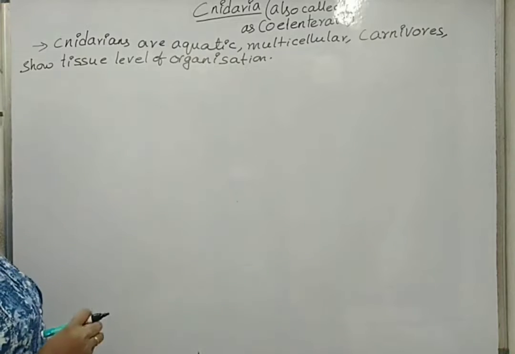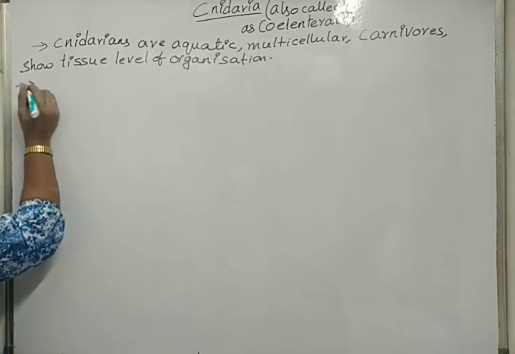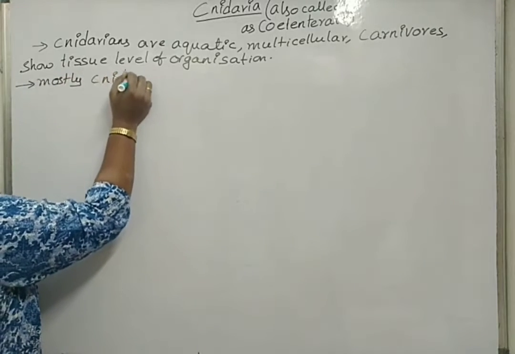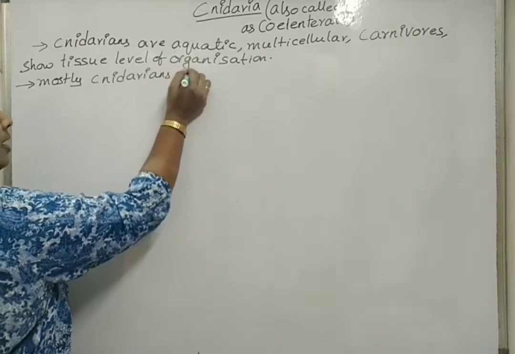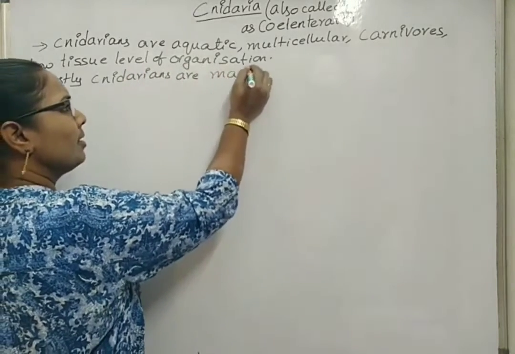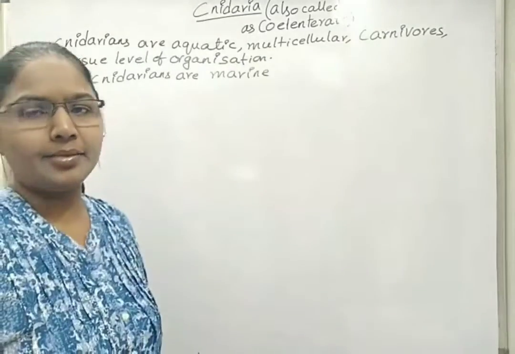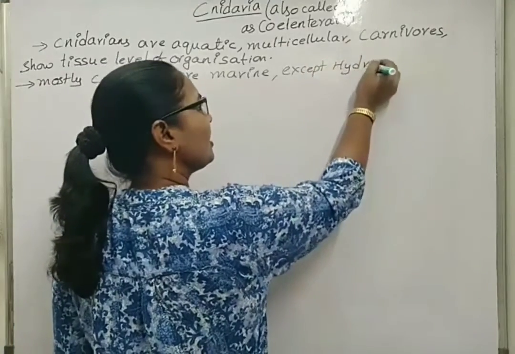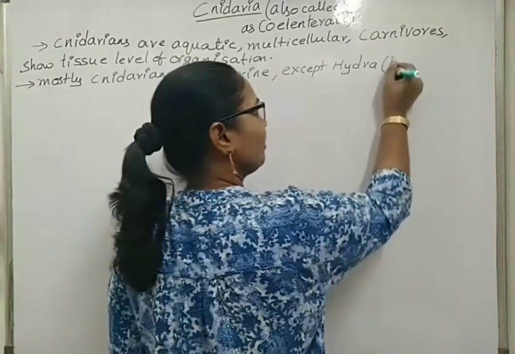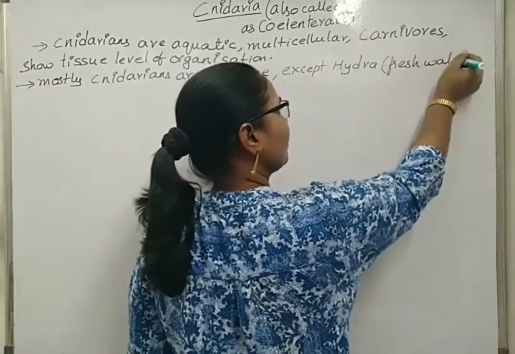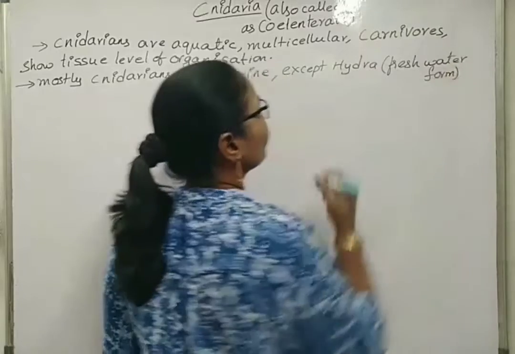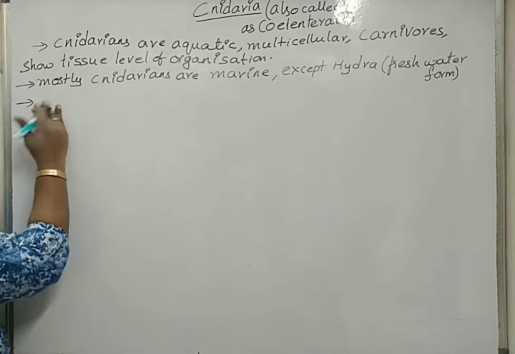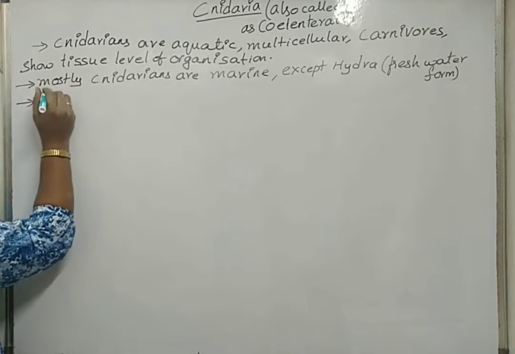These organisms exhibit radial symmetry and are mostly marine. Mostly Cnidarians are marine. There is one exception, that is Hydra. Except Hydra, which is considered a freshwater Cnidarian. Cnidarians exhibit a radial type of symmetry.